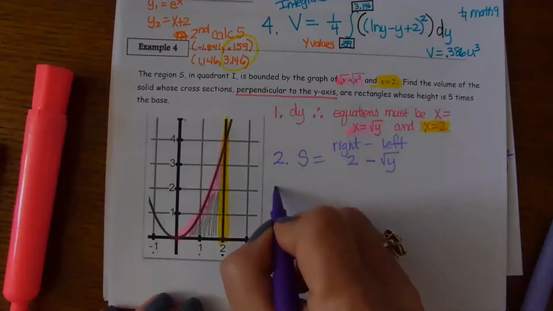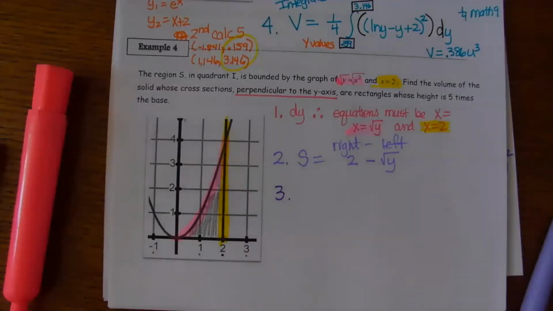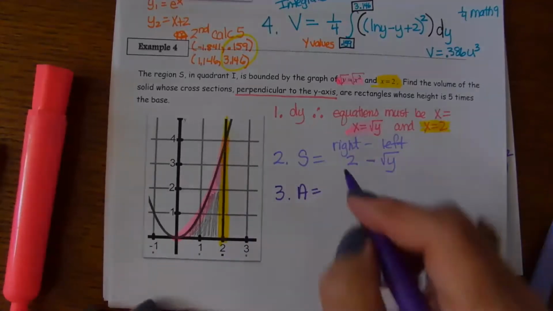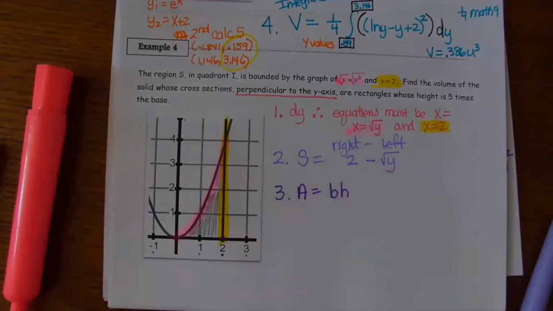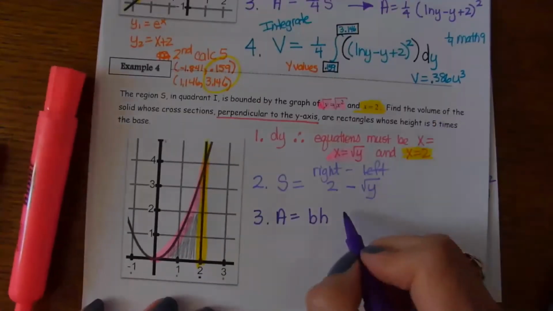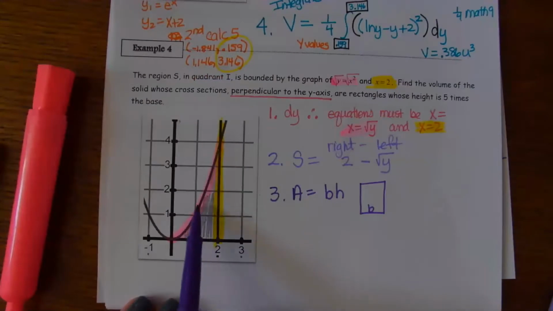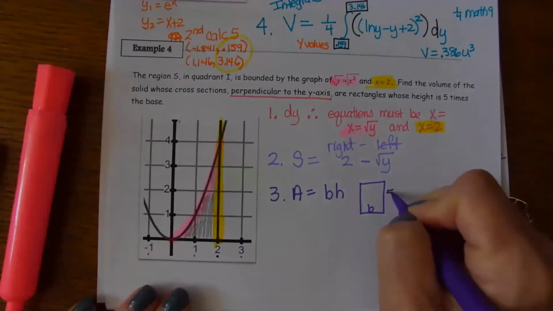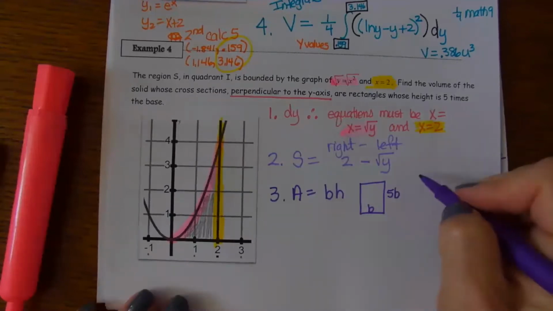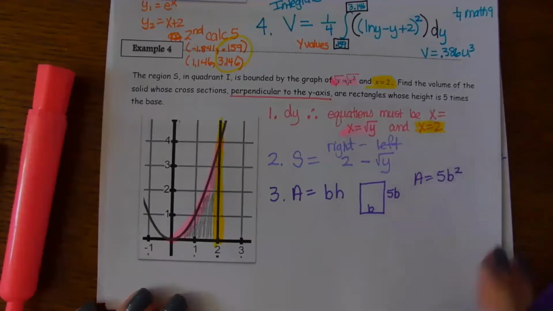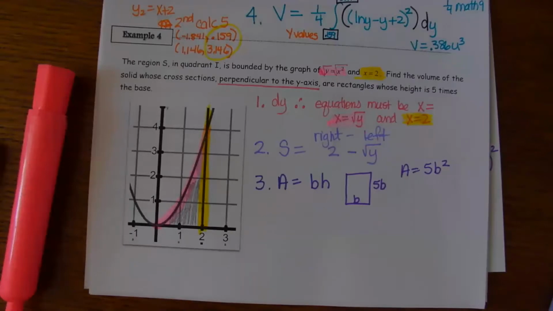Now we'll go to step 3. Step 3 says to find the area. What is the area of a rectangle? Well, it's base times height, correct? Now, what did they tell us about this rectangle? We have the base. The base is what we're going to get when we subtract these. S is the base, right? How big is the height? How tall is the height? So what is this area? Base times height, so it's 5b squared. But we happen to know how big b is, right?